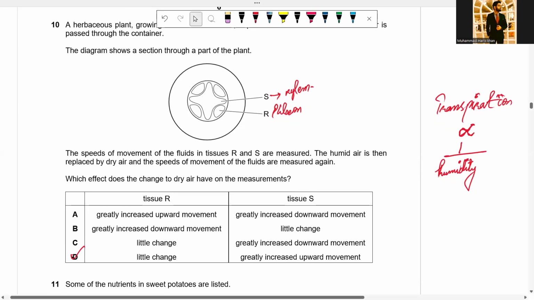It means that if the air is humid, there will be no transpiration, and in dry air there will be a high rate of transpiration. The phenomenon here is the transpiration pull. Due to the transpiration pull, there is an upward movement of water in the xylem.